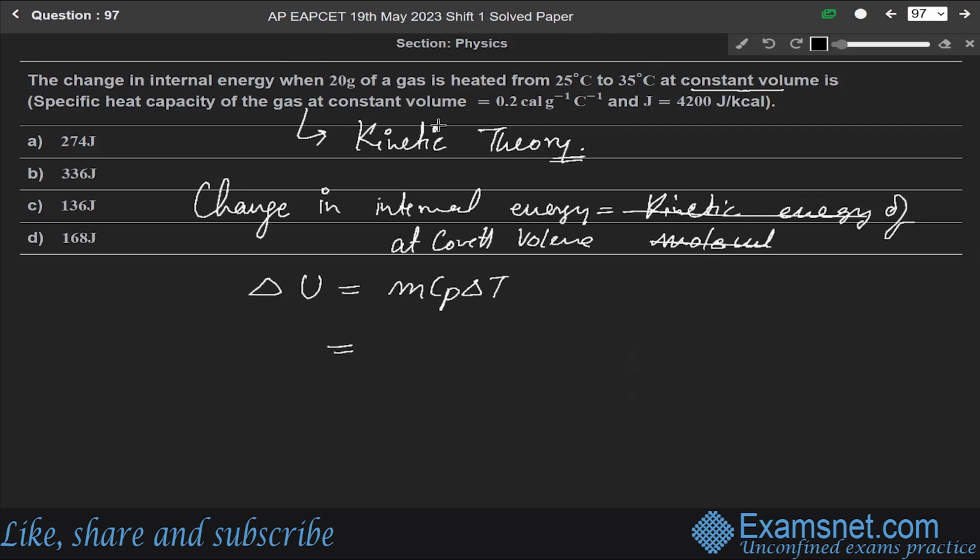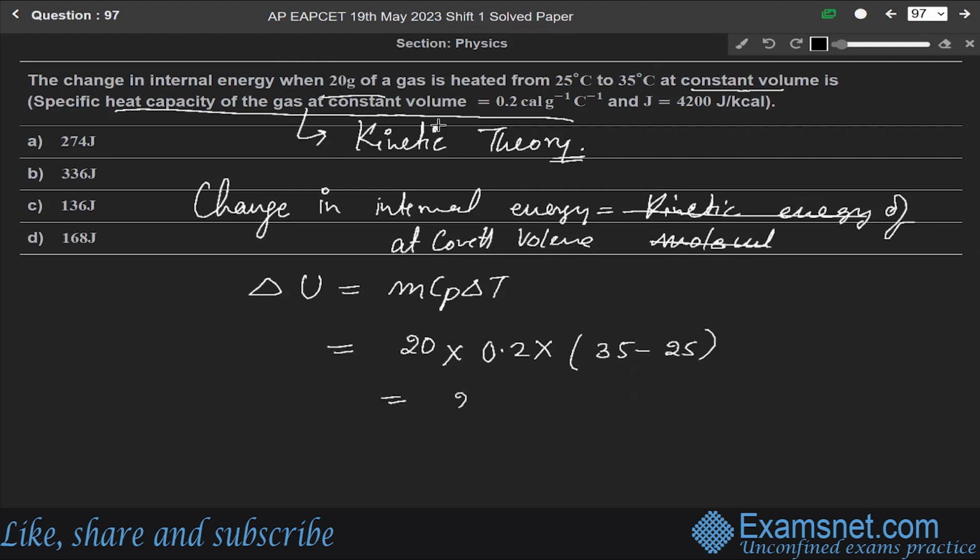So it will be equal to 20. Mass is given as 20 gram. The 20 into specific heat at constant volume, 0.02, sorry, 0.2. So it will be Cp, 0.2 into delta T. Delta T is what? 35 degrees Celsius minus 25 degrees Celsius.